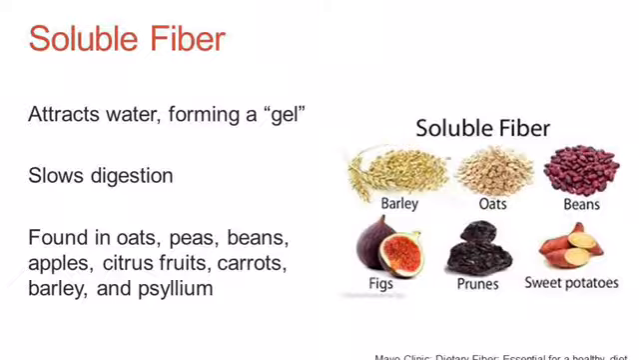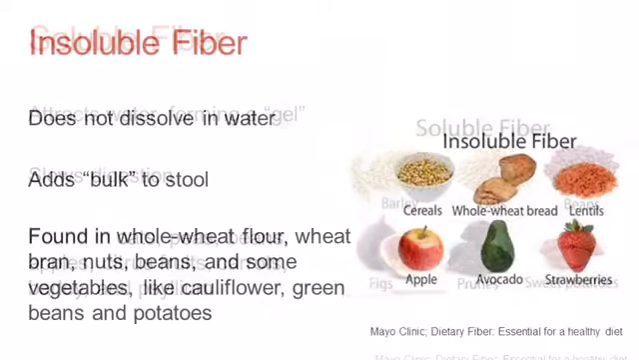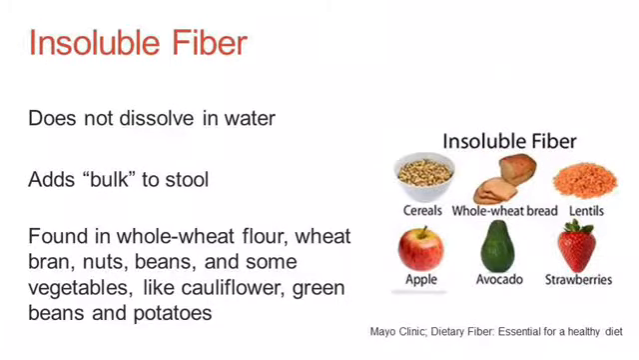The next type of fiber is insoluble fiber, which does not dissolve in water and is known to add bulk to stool, which kind of keeps things moving throughout the GI tract efficiently, which again will round out some of the health benefits of insoluble fiber as we get into the presentation. But insoluble fiber is found in whole wheat flour, wheat bran, nuts, beans, and some vegetables like cauliflower, green beans, and potatoes, just to name a few.